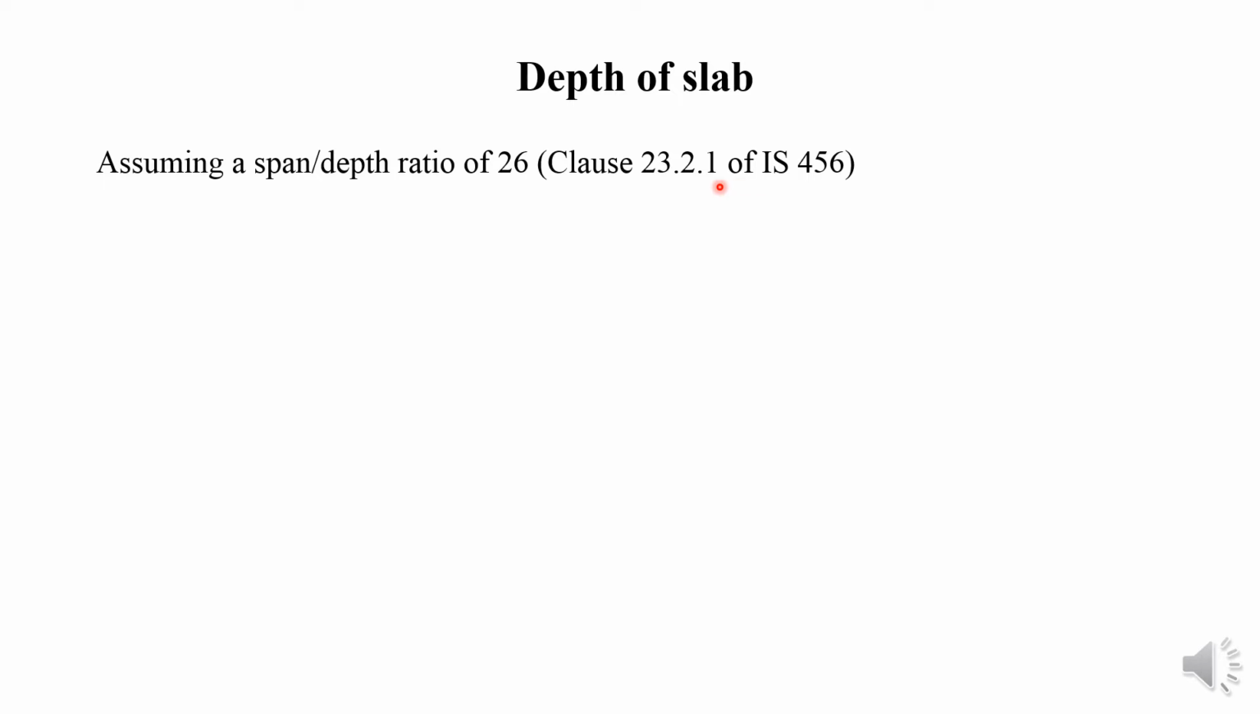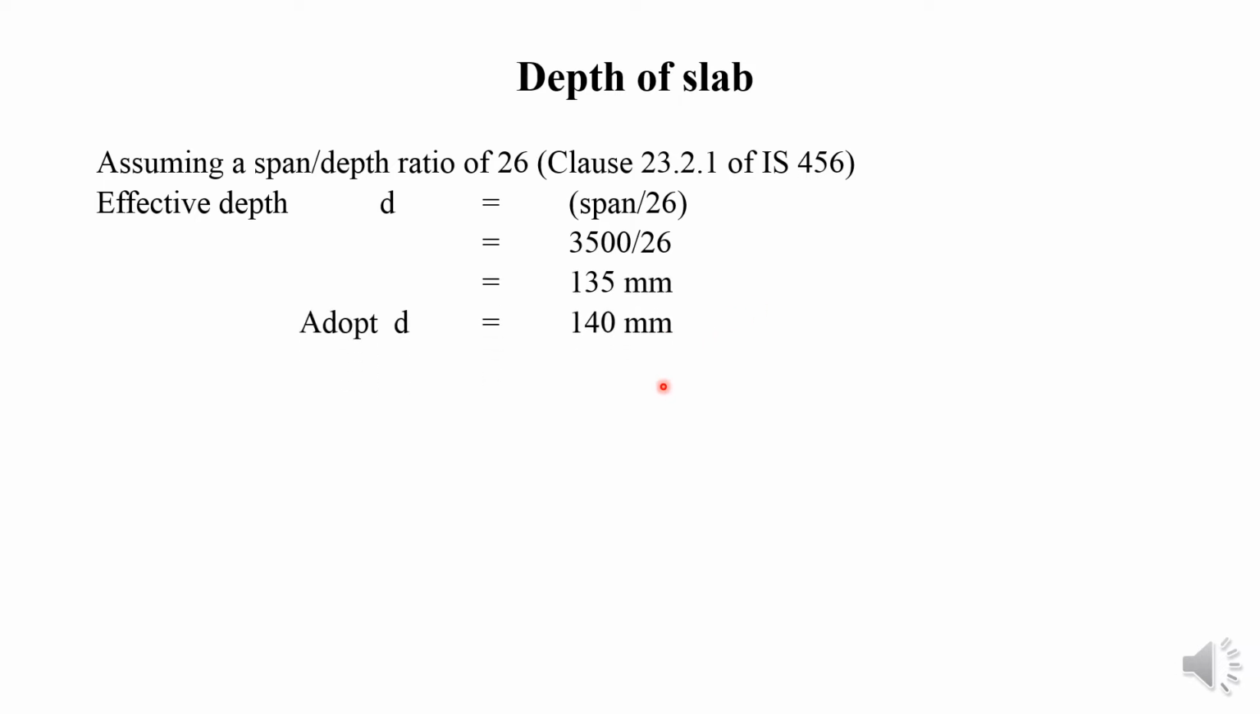Let us find out the depth of the slab. The depth of the slab we have to find out by using clause 23.2.1 of IS 456 2000. The span by depth ratio for the continuous slab is 26. So span by 26 is equal to 135 mm. So adopt 140 mm effective depth. So overall depth we have to provide as 165 mm.